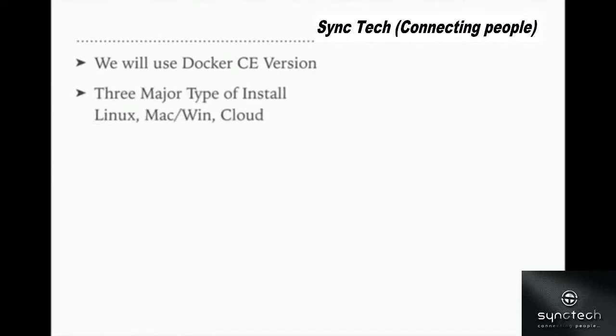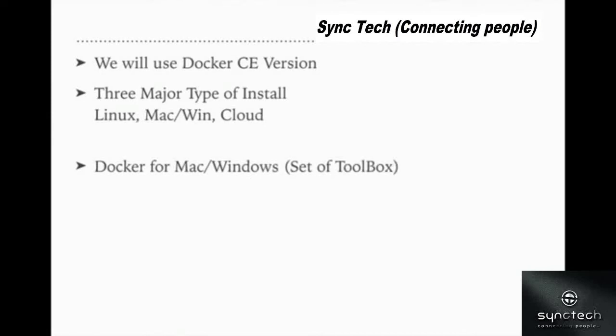There are three major types of install of Docker. The first one is Linux. We have seen there were different Docker editions available for the different flavors of Linux. The second is Mac and Windows, and the third is cloud. So we will talk about these.